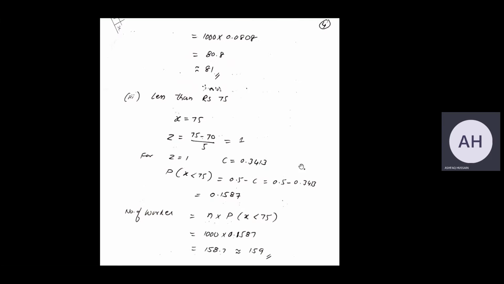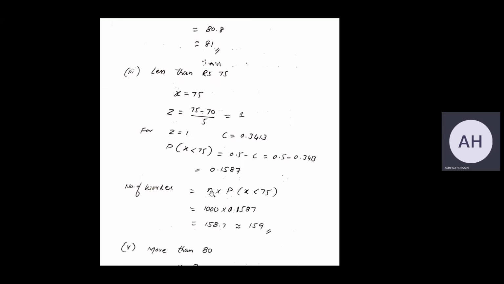So this is the second. Now the third bit. So what is asked? Less than rupees 75. Now put x is equal to 75. So only one range. So x is equal to 75, you will get z is equal to 1. So when you see the table for z is equal to 1, the c value is 0.3413.